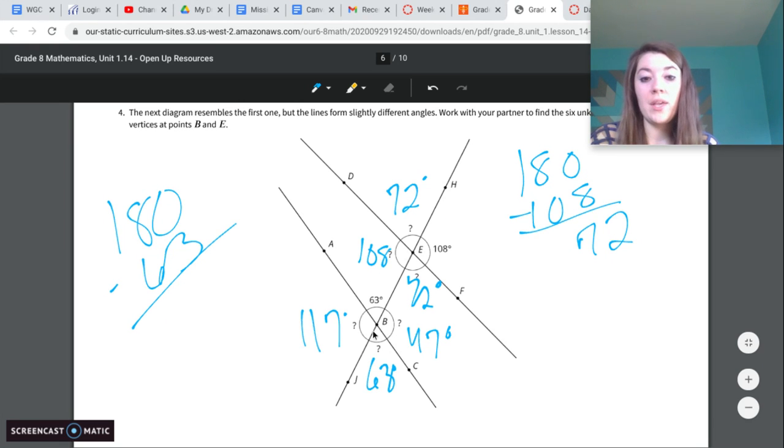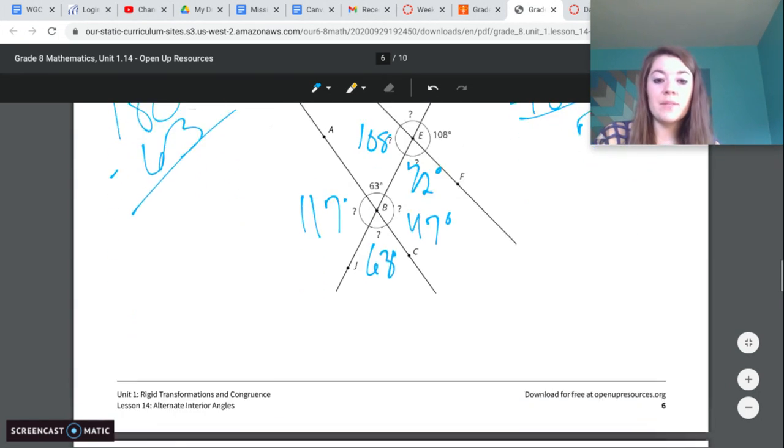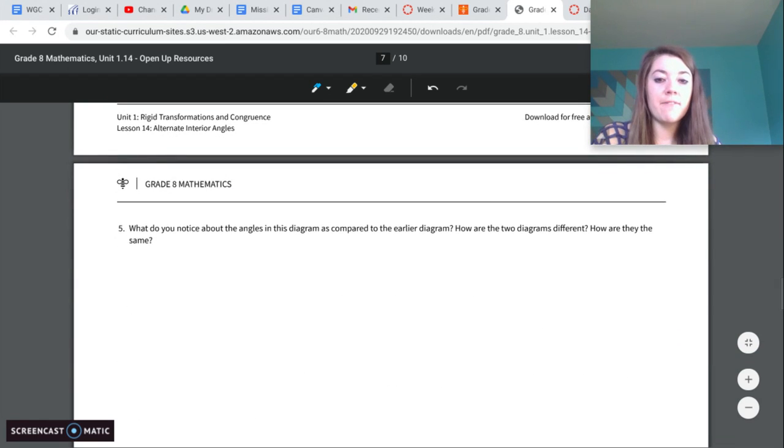Like I was saying before though, alternate interior angles only works when the lines are parallel. We can see that here, that it did not work here, but it worked in the last two cases where lines DF and AC were parallel. So it only works when they're parallel. All right, so that's basically answering our number 5 here.